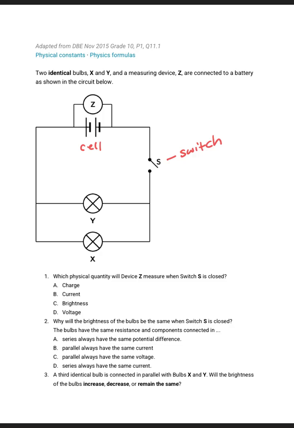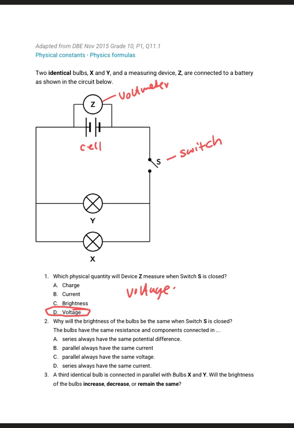So when switch S is closed, it's going to measure voltage, because it's a voltmeter. It measures voltage. And the second question says, why will the brightness of the bulbs be the same when switch S is closed?